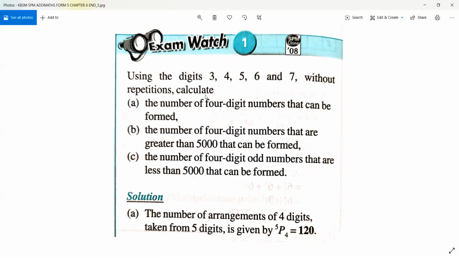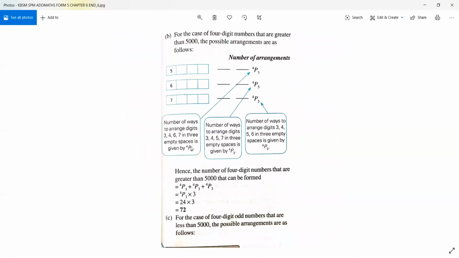How about this one? From the 5 digits, we need to make 4-digit numbers greater than 5,000. In this case, the possible arrangements are as follows. We can have 5,000-plus, we can have 6,000-plus, and we can have 7,000-plus. If we put 5, 6, or 7 as the first number, we are left with 3 places at the back.